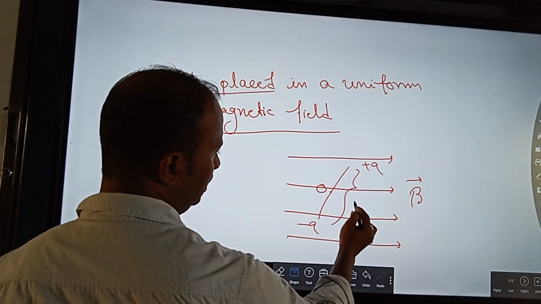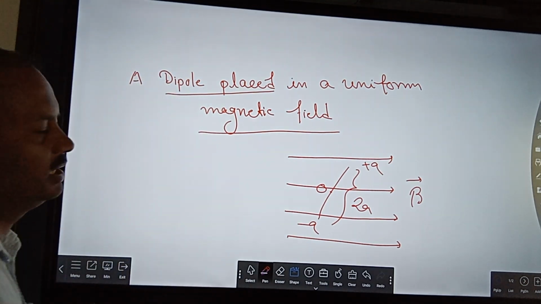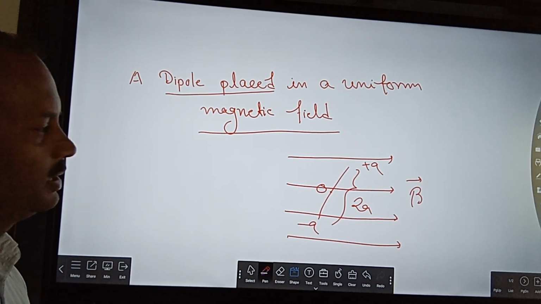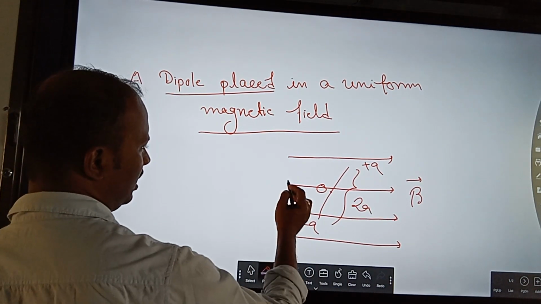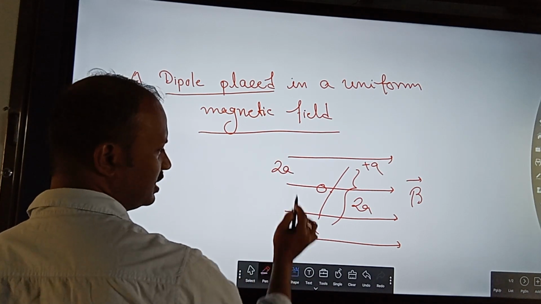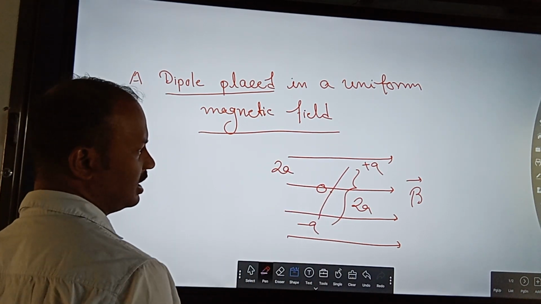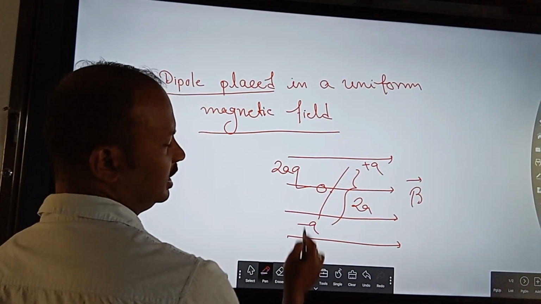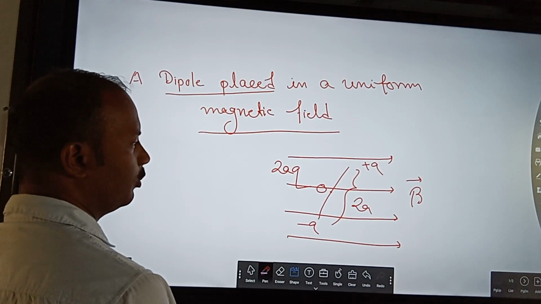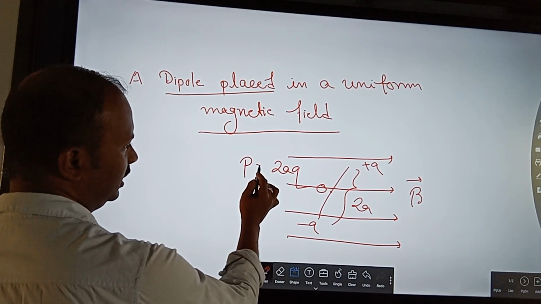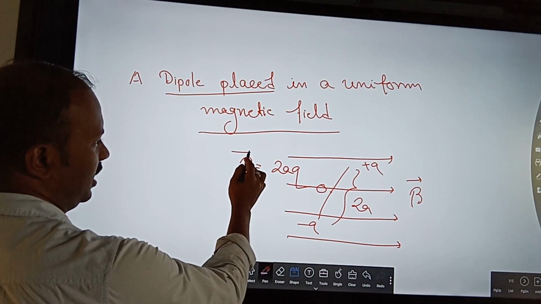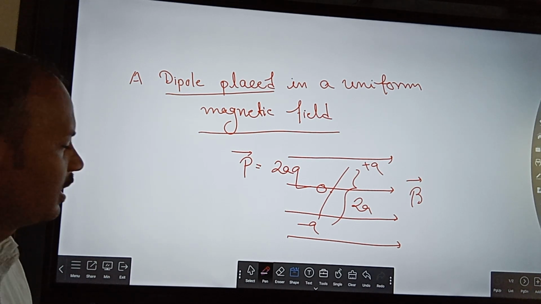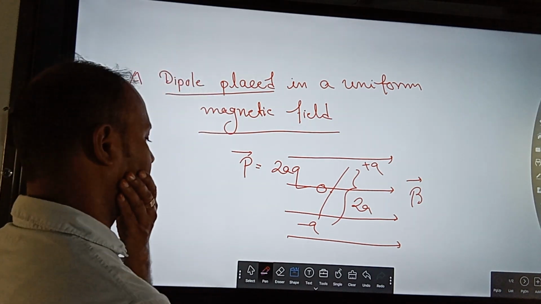The distance between the two charges is twice a, that is 2a. Either one of the charges may be positive or negative. This 2aQ is called the dipole moment, denoted by P. It is a vector quantity. In the previous class, you all learned this. Now we start the topic.